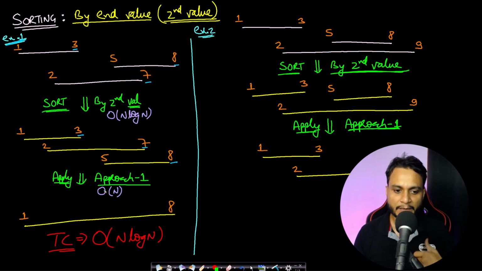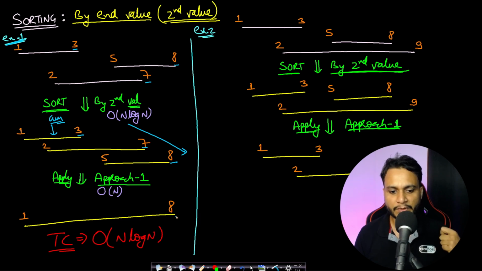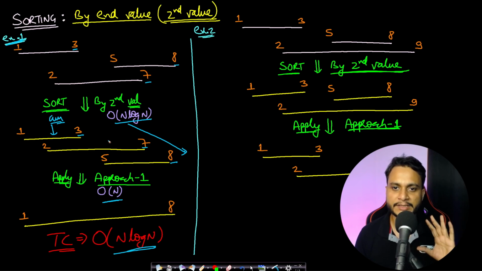Now if I apply approach 1, like taking the current here and trying to merge in order of n time, I hope you know this by now, then you will get the answer as 1 to 8 and the time complexity will be order of n. For applying approach 1, it was order of n, and for sorting it was n log n. So these are two different independent steps. So the total time complexity will be n log n plus n, which will be n log n, right? And this works for this example.